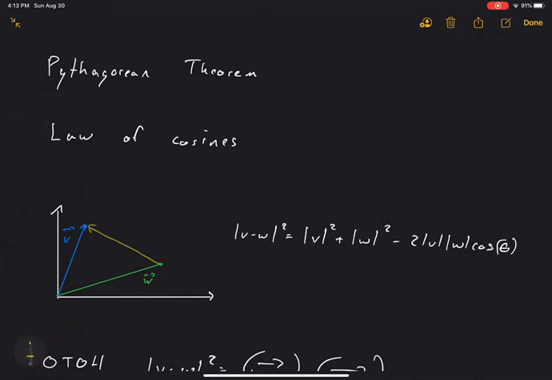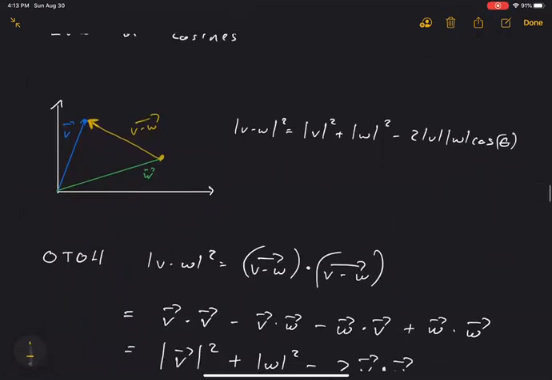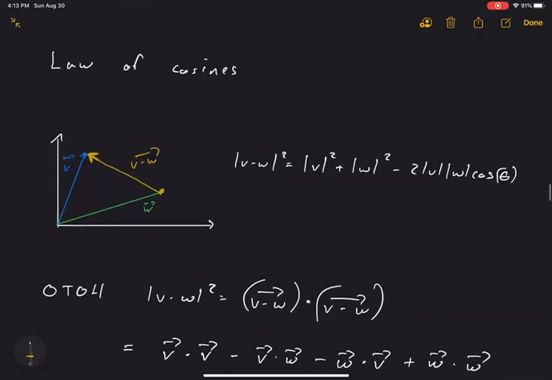Our vector v minus w should actually have its base here and then the arrow here. That's not going to be too important. What is the length of v minus w? What is the length of this vector? What is the length of this side of this triangle? Well, that length, however you think about it, is this quantity: the magnitude of v minus w, squared.